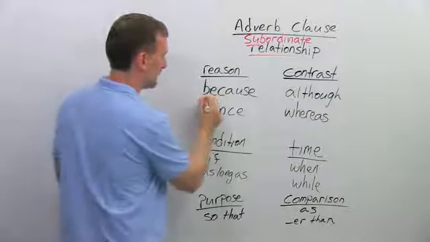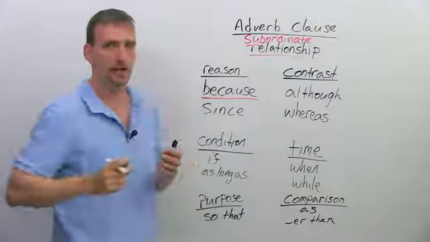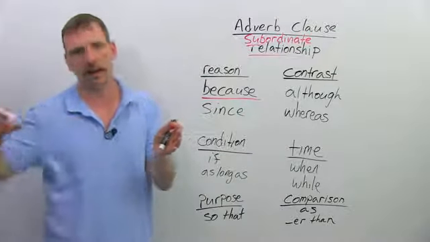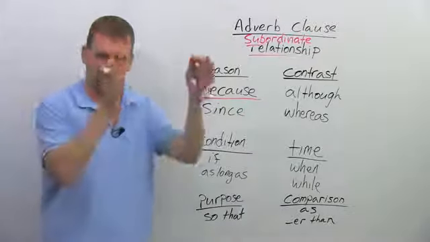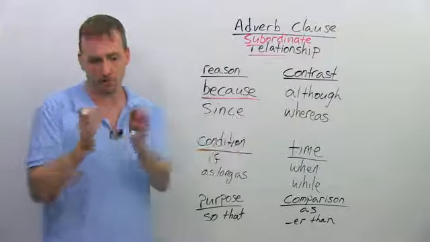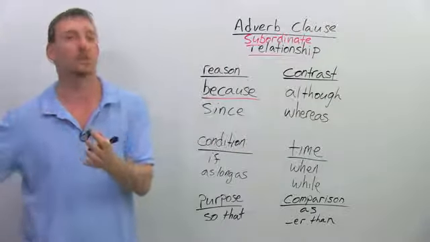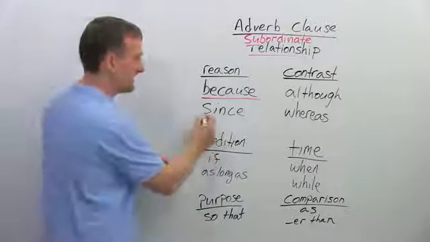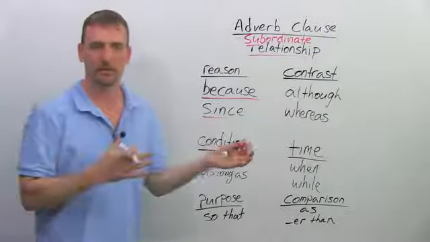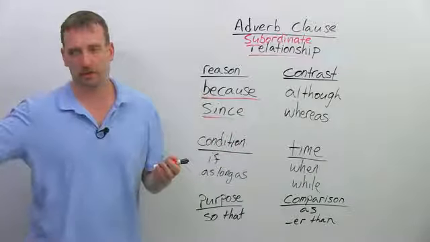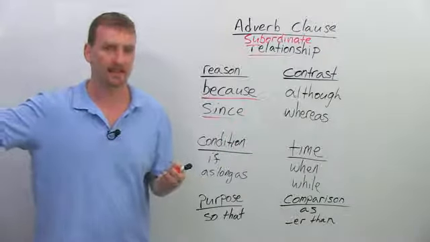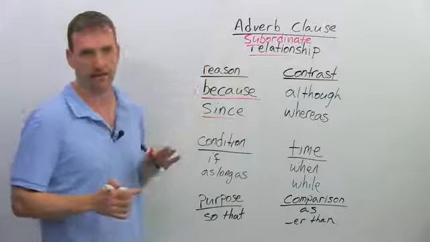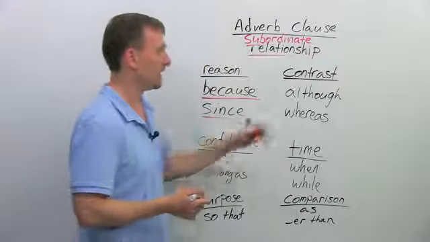So, because, okay? Because means reason. So I did something because I had to do it. Okay, so I did something, independent clause, because, why? I had to do it. I had no choice. That's the relationship between the two. Since can also mean because. Since, of course, can also mean since the beginning of something, since a time. But it can also mean because when we're using it as an adverb clause conjunction.